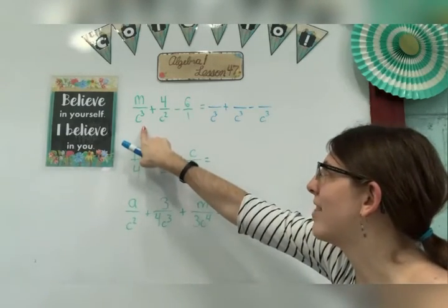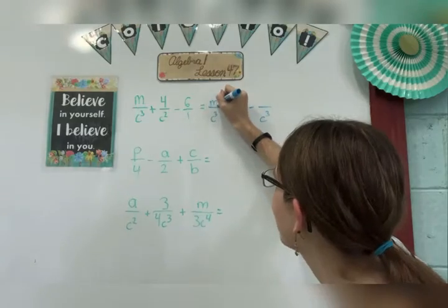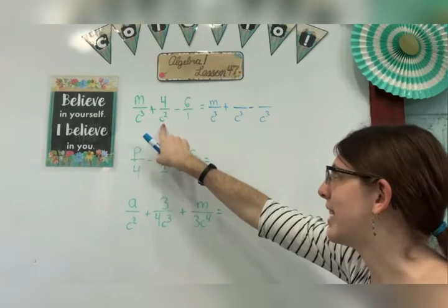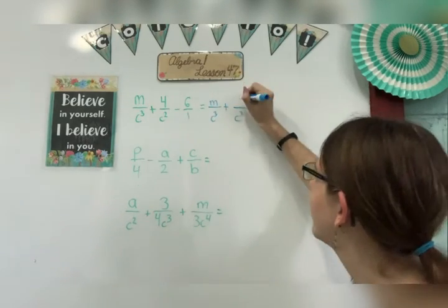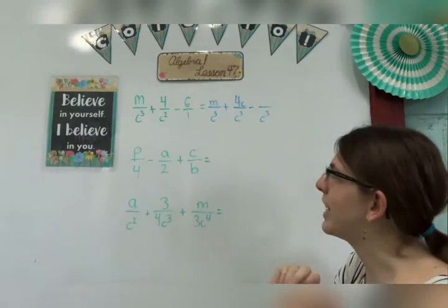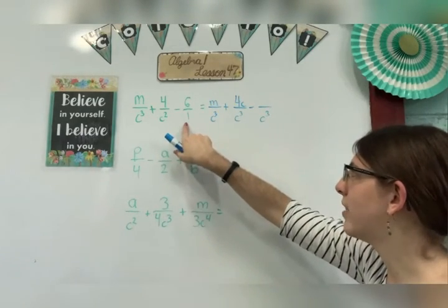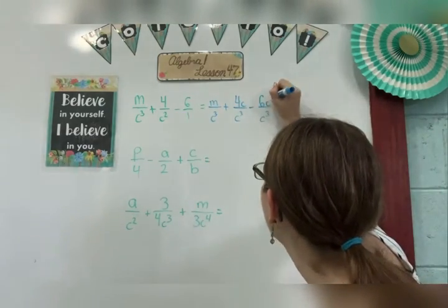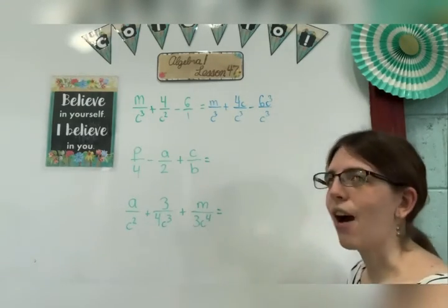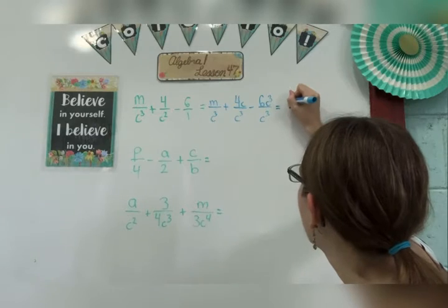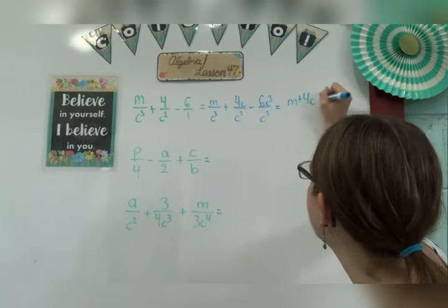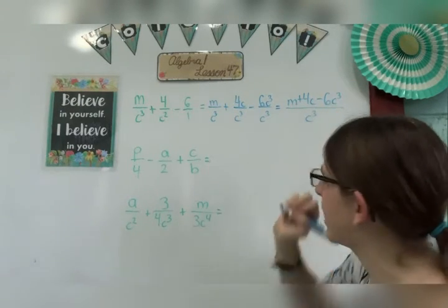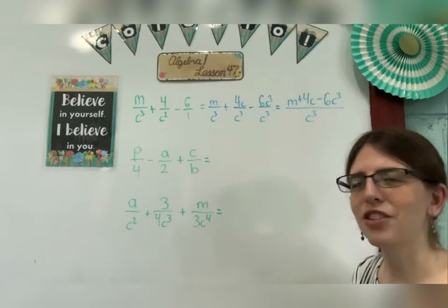We didn't have to multiply this denominator by anything, so M stays the same. Here I had to multiply C squared by C to get one more C, so it becomes C cubed. So I multiply the top by C as well, it becomes 4C. Here I had to multiply 1 times C cubed to get to C cubed. So I have to multiply 6 times C cubed as well. Now I can add: M plus 4C minus 6C cubed over C cubed, or C cubed. Okay, let's try the next one.